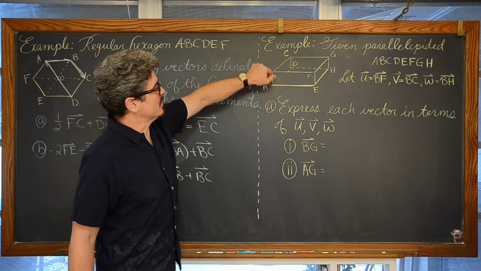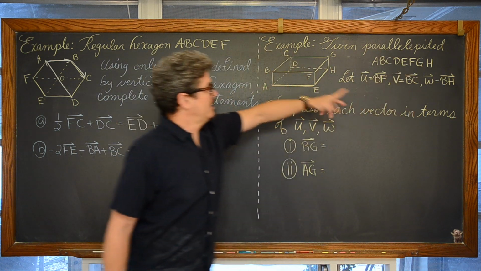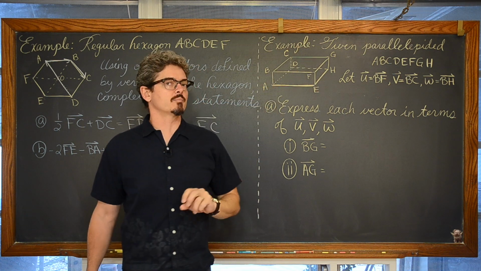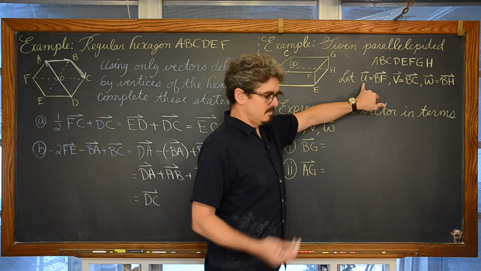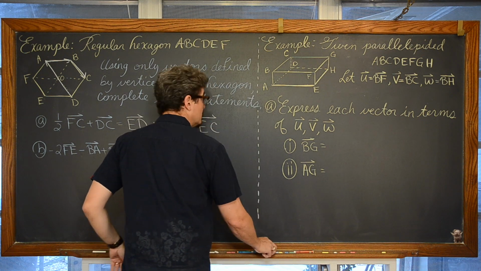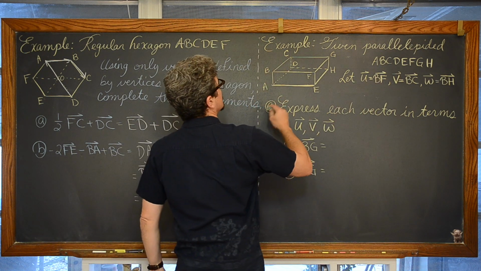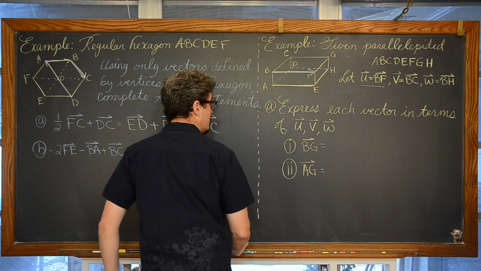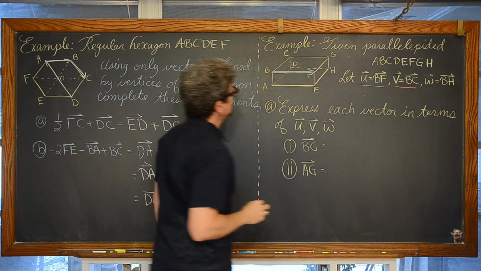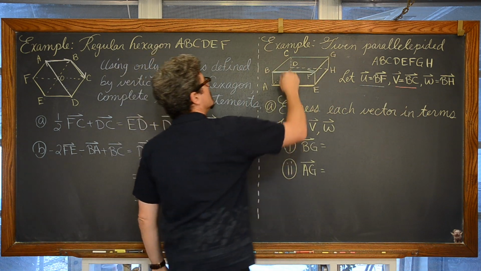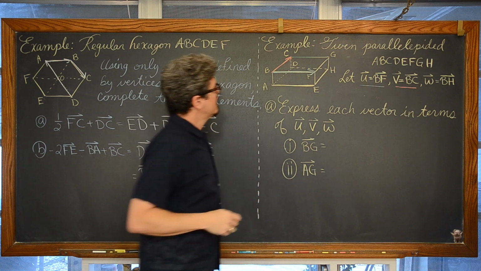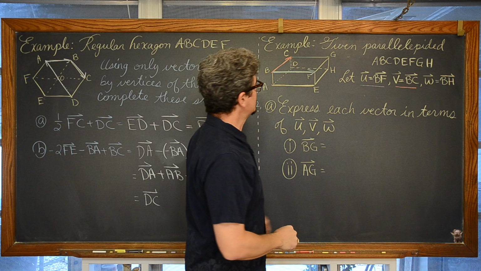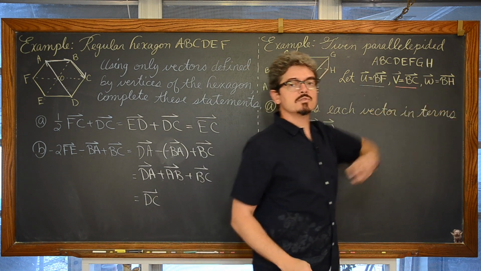So for this example, we're given a parallelepiped, A, B, C, D, E, F, G, H, and here we have it drawn. It just means each of the faces are parallelograms. Let's color code this. We're going to let vector U be BF. We're going to let vector V be BC. And then, nice three-dimensional drawing here hopefully will help. We're going to let vector W be equal to vector BH.